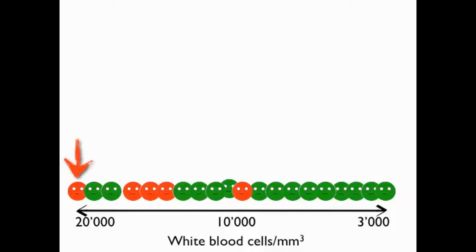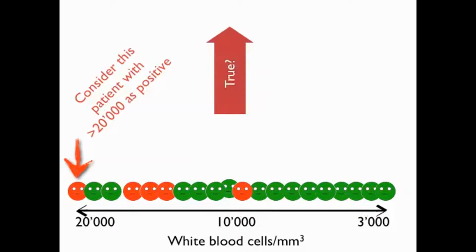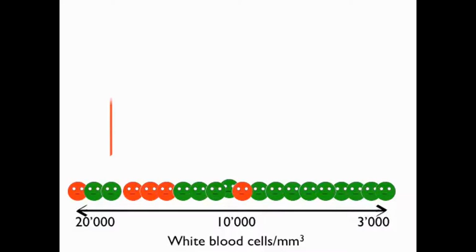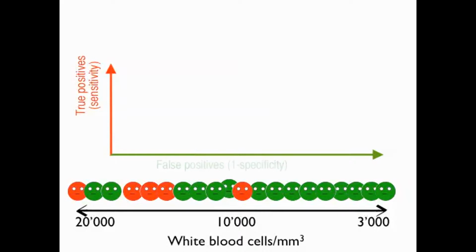Now, imagine this patient with 20,000 white blood cells. What will happen if we consider this patient as positive? Will this patient be a true positive, or will this patient be a false positive? This patient will be a true positive. And we can draw a line with the true positive going up, which represents the sensitivity, and the false positive going to the right, which represents 1 minus specificity.